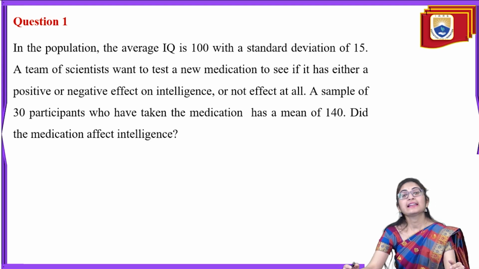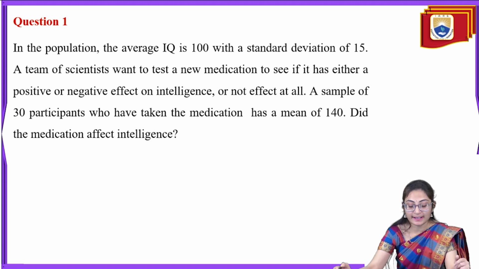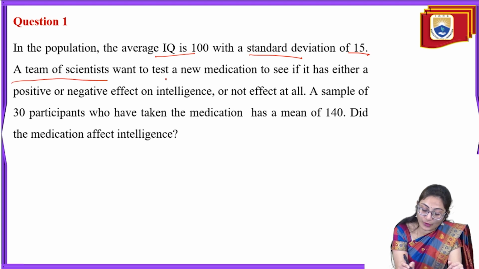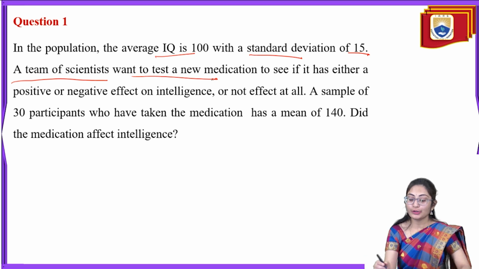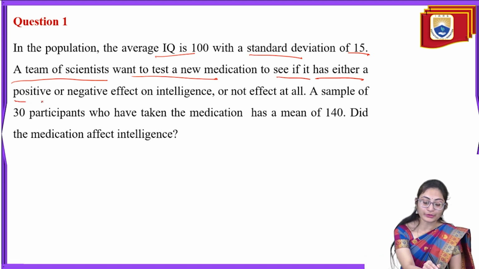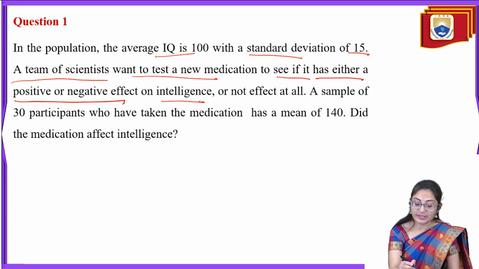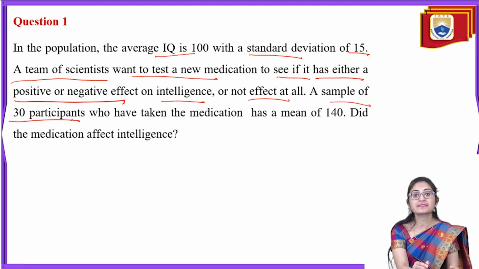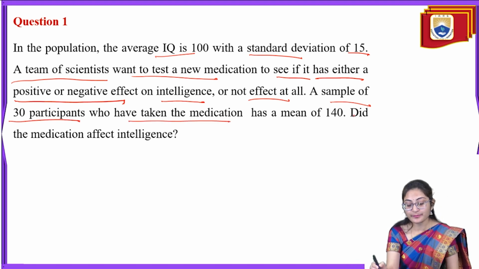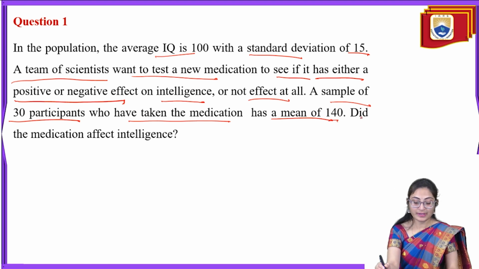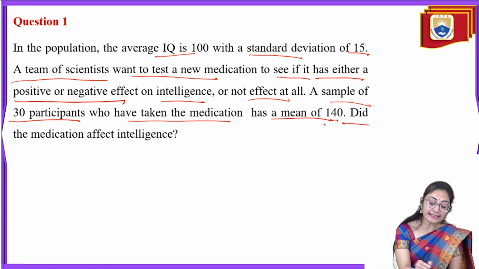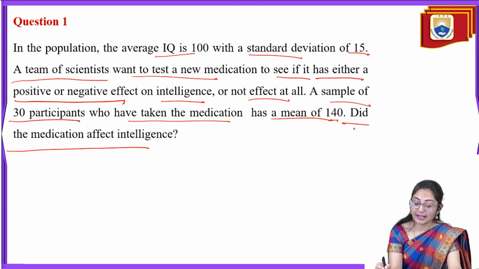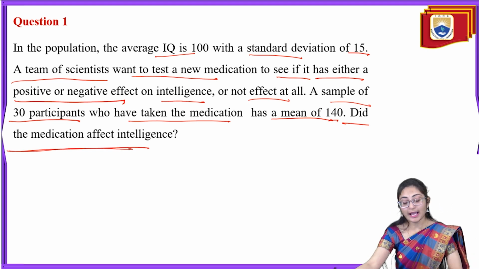The first question is: in the population, the average IQ is 100 with a standard deviation of 15. A team of scientists wants to test a new medication to see if it has either a positive or negative effect on intelligence, or no effect at all. A sample of 30 participants who have taken the medication has a mean of 140. Now the question is, did the medication affect intelligence? We have to find the answer using hypothesis testing.